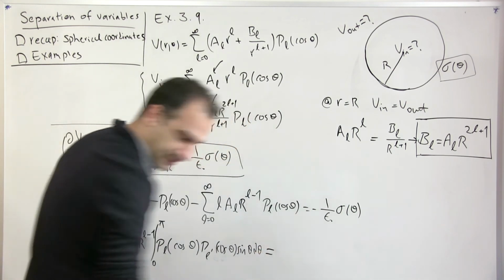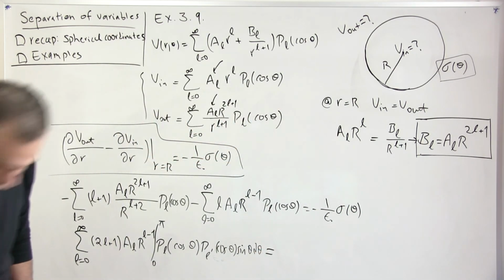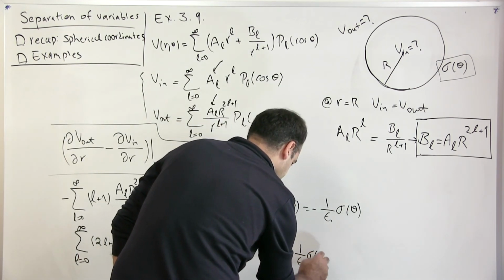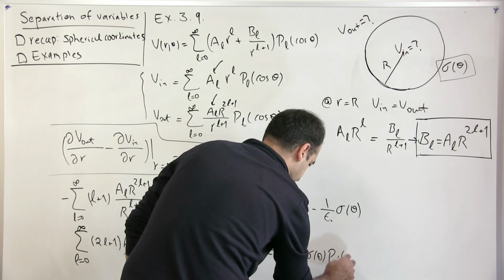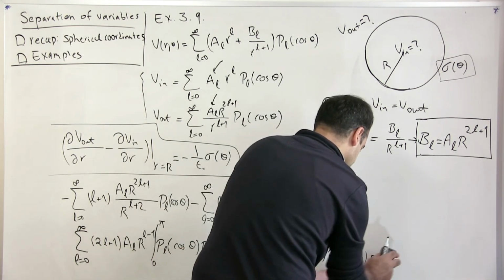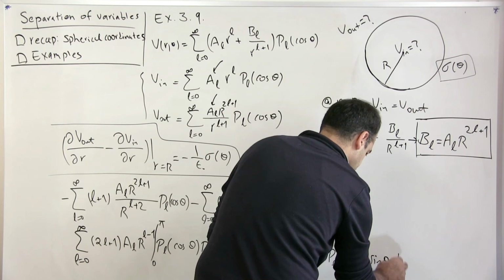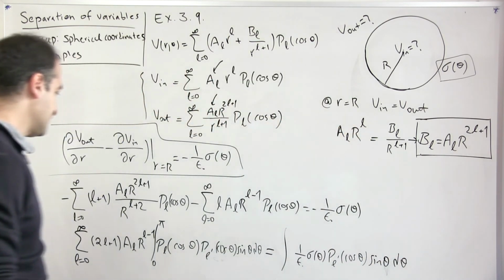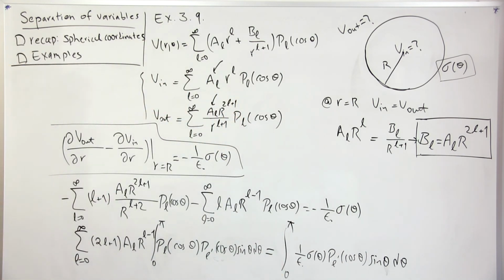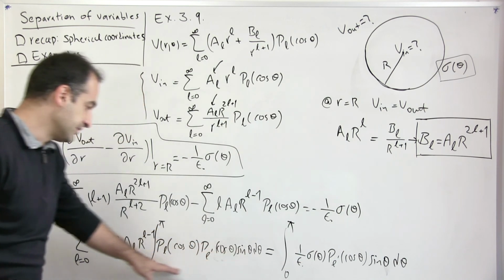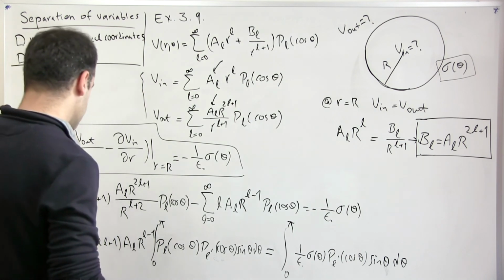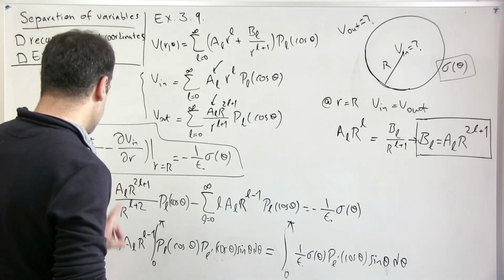And on the right hand side, we had one over epsilon sigma theta, I'm going to multiply that by P_L prime cosine theta sine theta d theta as well. Okay, so same limits from 0 to pi. Now, if you look at this, this is the integral that becomes always 0 except when L and L prime are equal to each other. So out of this, we only get one term.